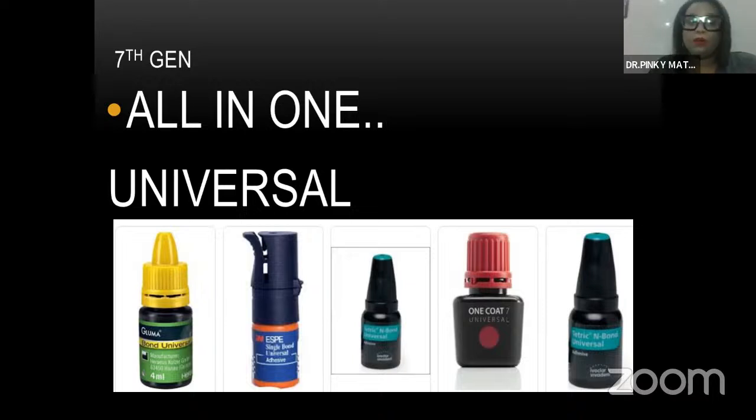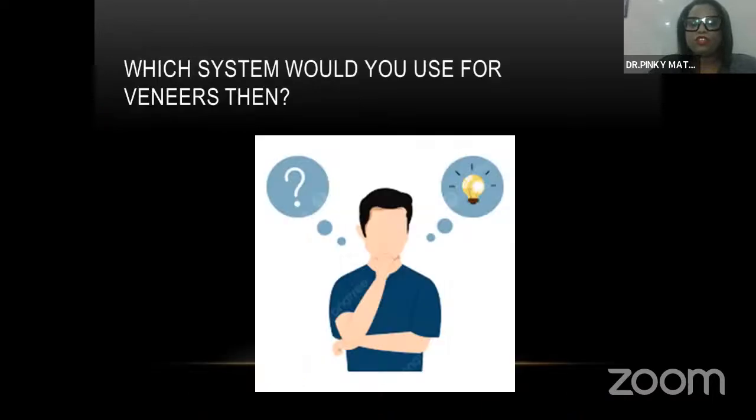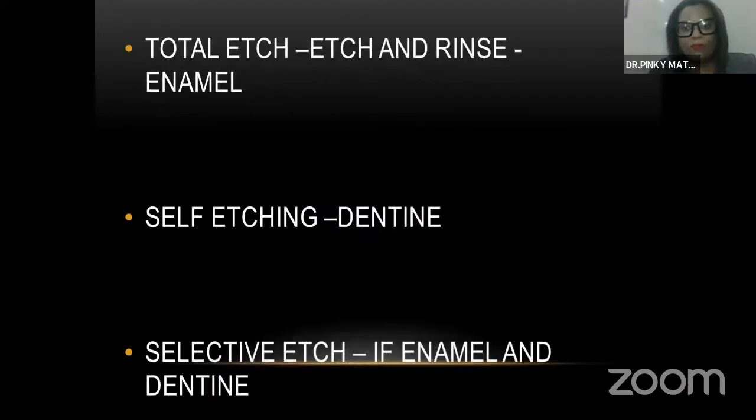Or sometimes people say don't cure it because you're already in the light, which is going to start the process. But I generally advise curing for 10 seconds. So here we go with your 7th generation bond. And which system you would use, because I'm talking about bonding in veneers: total etch and rinse for enamel, self-etching when you talk about dentine, and selective etching.